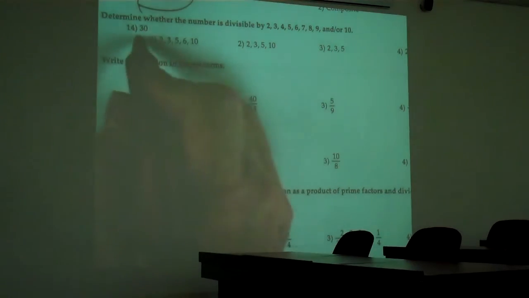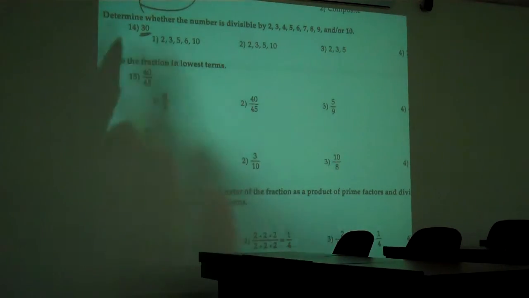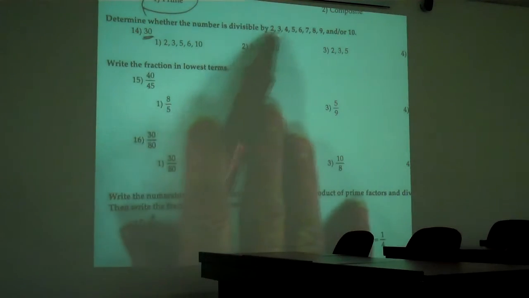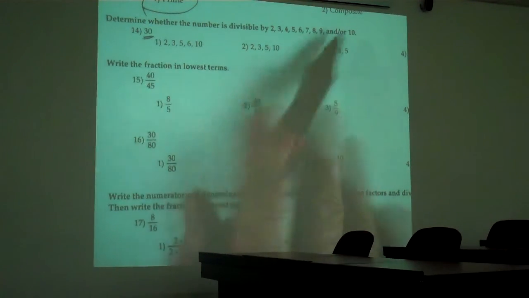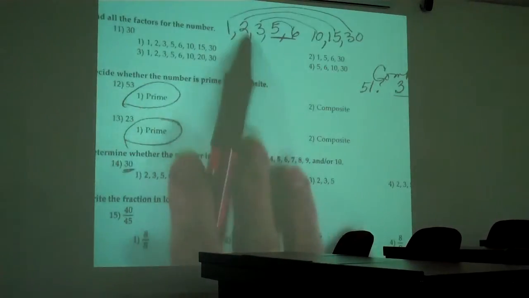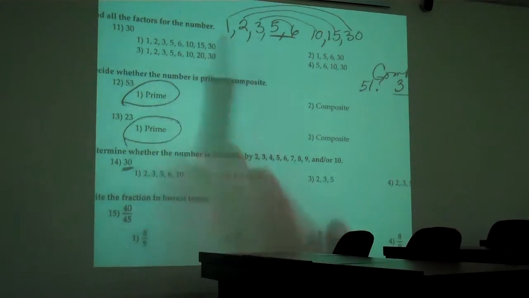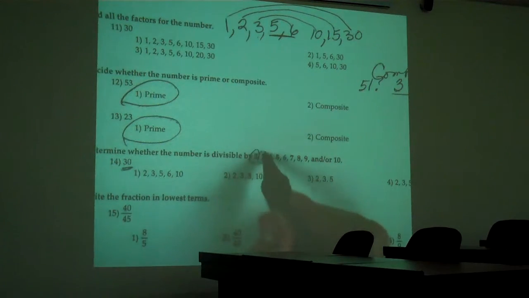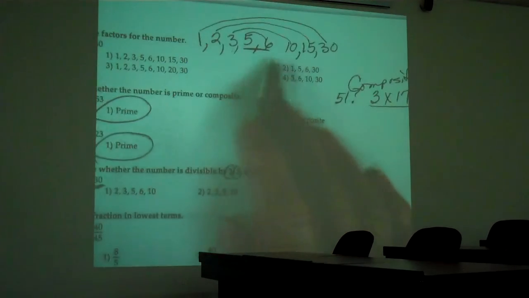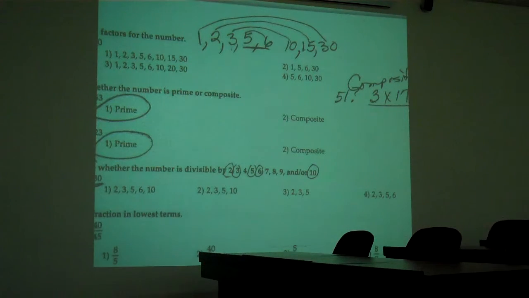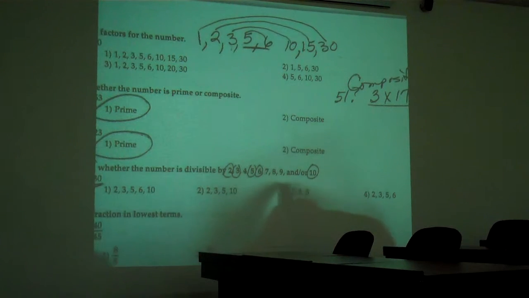Okay, determine whether this number is divisible by 2, 3, 4, 5, 6, 7, 8, 9, and 10. Well, we've already done 30. We did 30 up here, huh? So we already know that 2 will, 3 will, 5 and 6, and 10 will. Let's do a different number, other than 30. Why don't we do the number 70?